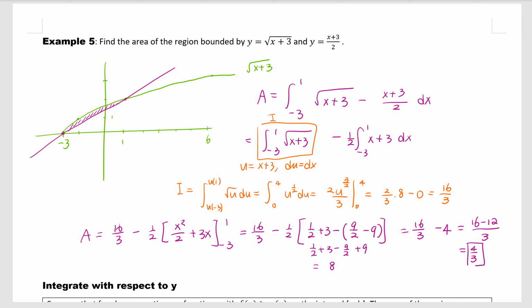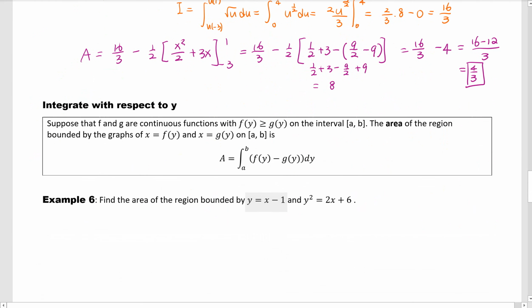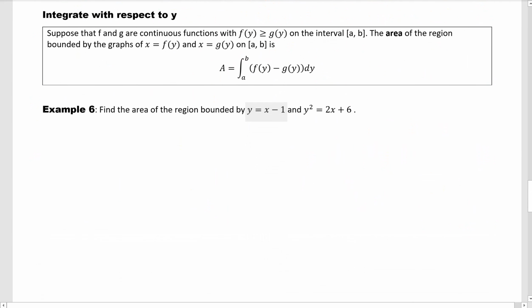So far, so good. You can try to plug this in our calculator and check our work. Okay, and then next, integrate with respect to y. So what we have done, we cut the rectangle vertically, and the width is change of x.